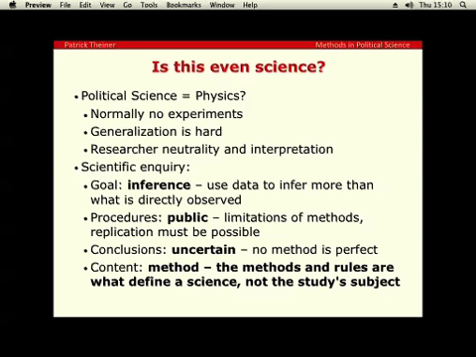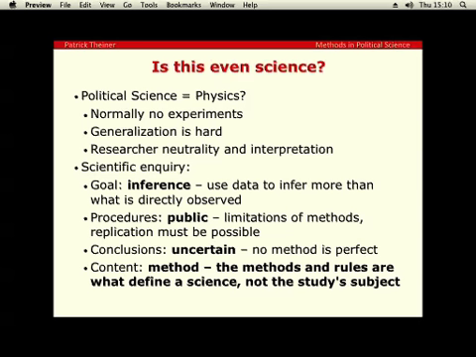And lastly, the content really of what we do as a science is the method. Now that sounds a little weird, but that just means that whether or not you're doing science, whether or not you're a scientist, depends on how you do things, not on what you look at. You can look at music scientifically, or you can look at music from a purely perspective of enjoyment, right?